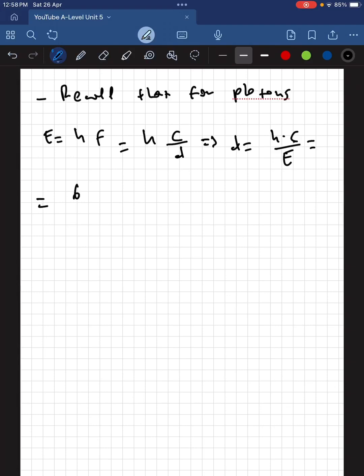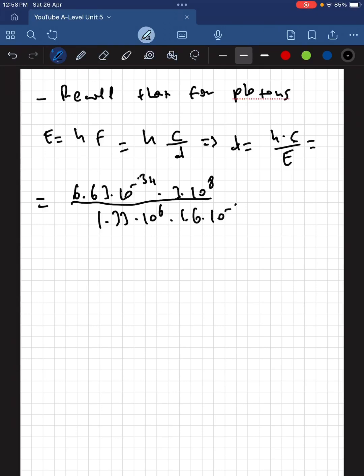And if we plug in numbers, we find 3 times 10 to the 8 is the speed of light, and then 1.33 MeV, which is 10 to the 6 times 1.6 times 10 to the negative 19. We find 9.35 times 10 to the negative 13 meters. So that's a really, really small wavelength, guys. So gamma particles have really small wavelengths, or equivalently very high frequencies.